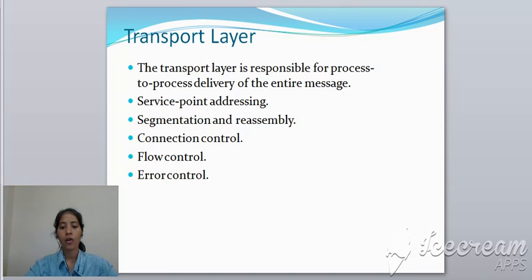The transport layer, on the other hand, ensures that the whole message arrives intact and in order, overseeing both error control and flow control at the source to destination level.